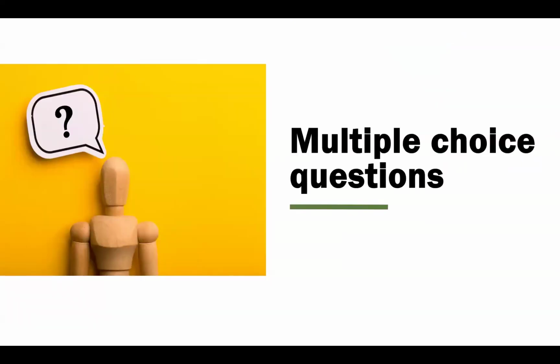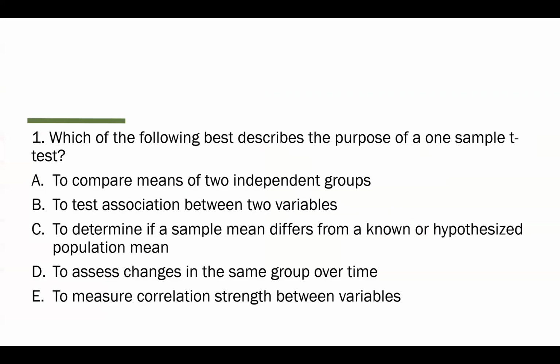So now we come to the multiple choice questions. The first question is, which of the following best describes the purpose of a one sample t-test? A, to compare means of two independent groups. B, to test association between two variables. C, to determine if a sample mean differs from a known or hypothesized population mean. D, to assess changes in the same group over time. E, to measure correlation strengths between variables. Charlie? C. Yes, the answer is C.